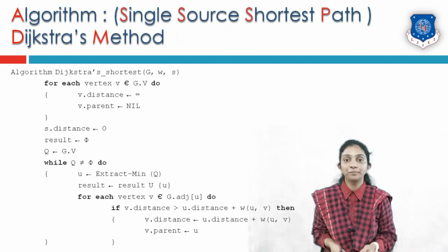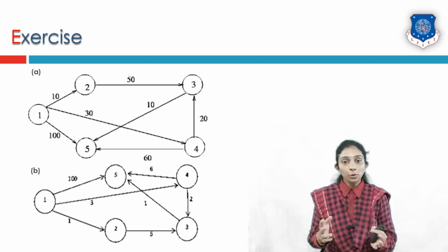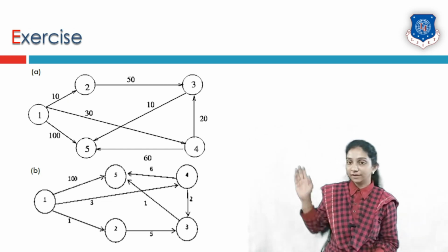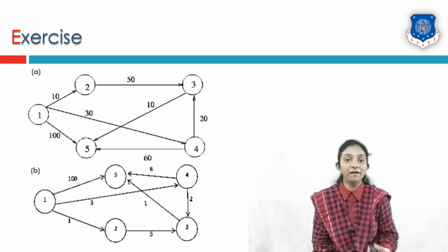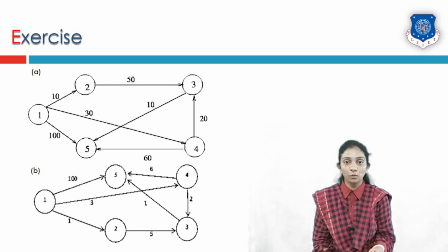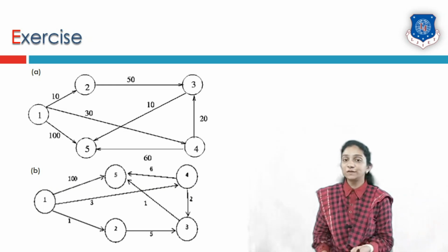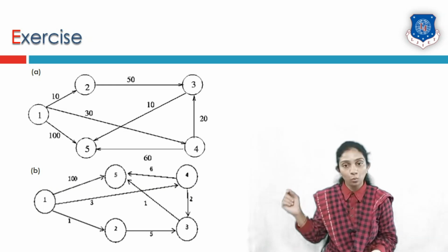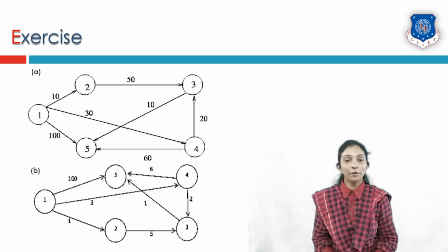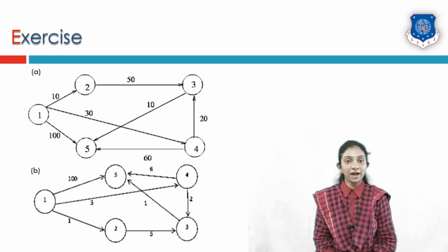Now for your practice, two examples are given, that is first and second. You have to find out single source shortest path distance from vertex number 1. I hope you get clear and correct answer for both of these problems.